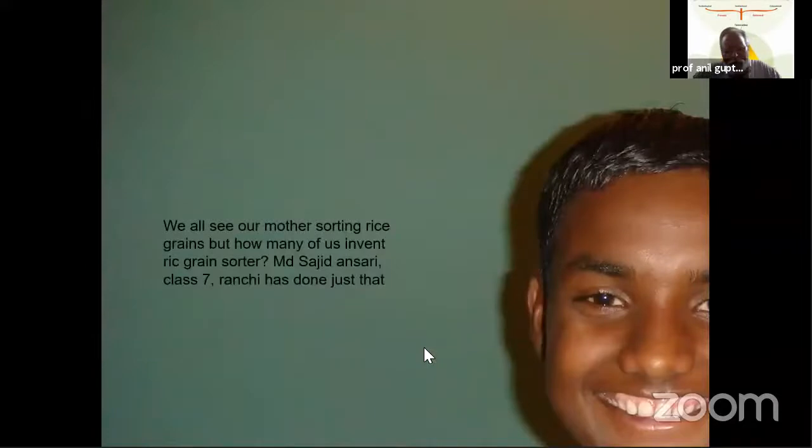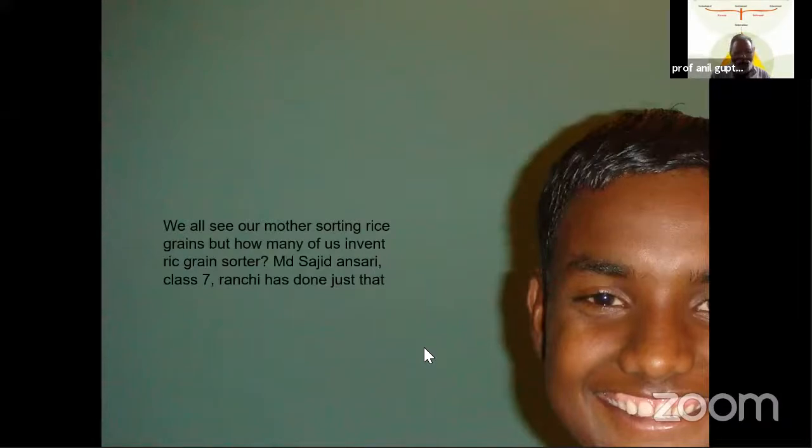Here, we met this boy near Ranchi. We had a Shodhyatra in Jharkhand. And Sajid Ansari's father brought him to meet us. And what did Sajid do? Sajid saw that his mother used to clean rice and spent a lot of time.